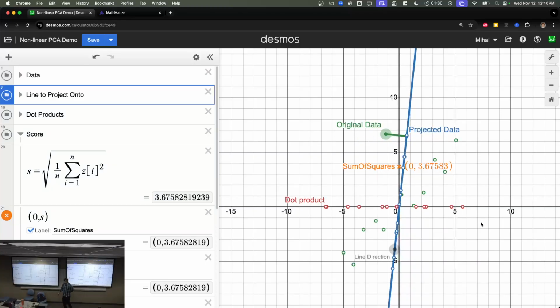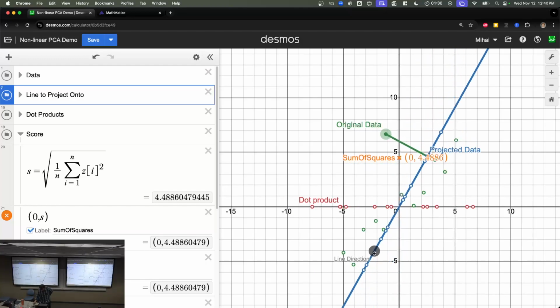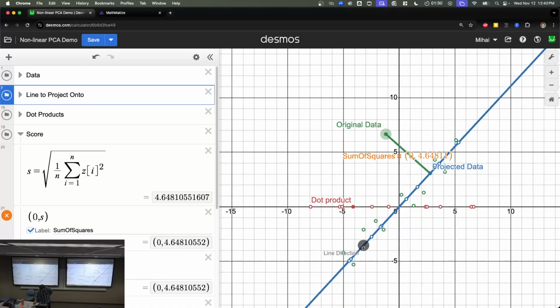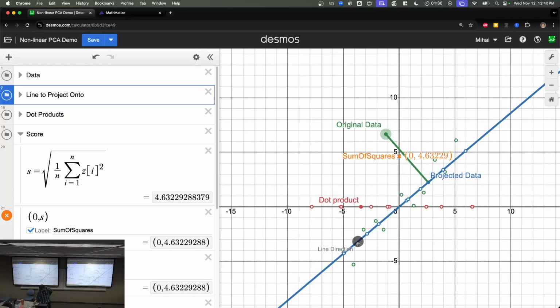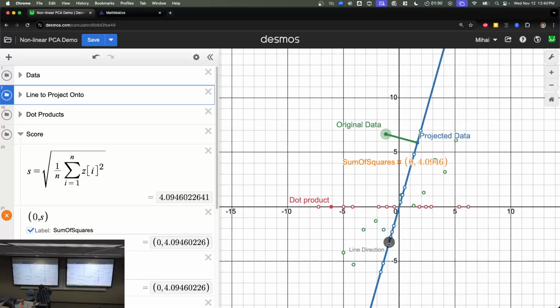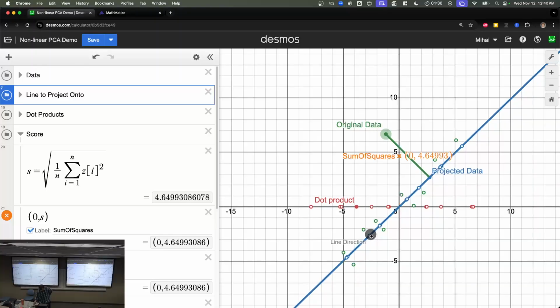Can we do even better? And we can keep going: 4.3, 4.5, 5.7, 5.9, 4.6, 4.63, 4.65. Oh, it's starting to go down again. So I've reached the maximum, and I'm starting to shrink again. So that's too small, that's too small. The maximum is somewhere in between, where the sum of the squares is the largest over all the directions. That is the direction that spreads the points out as much as possible, and that is what we are looking for.